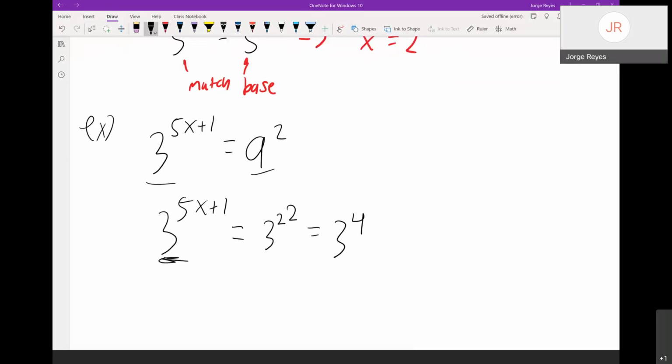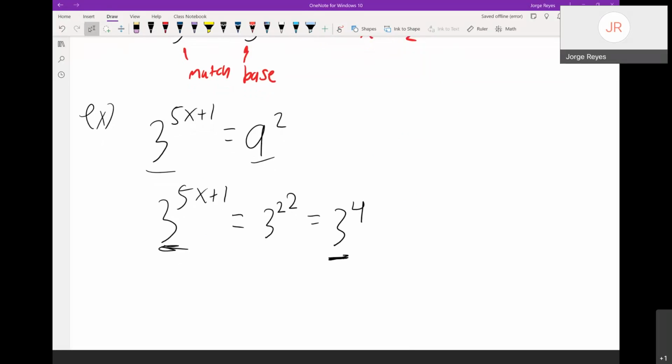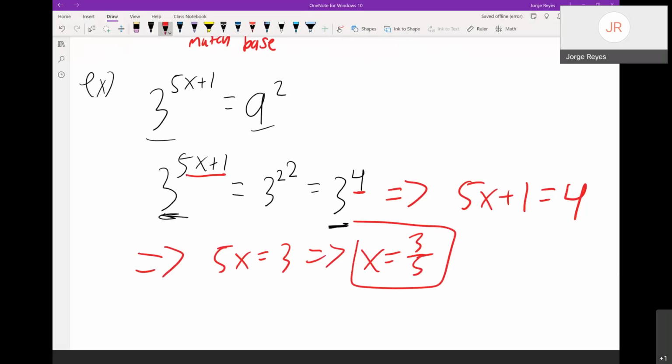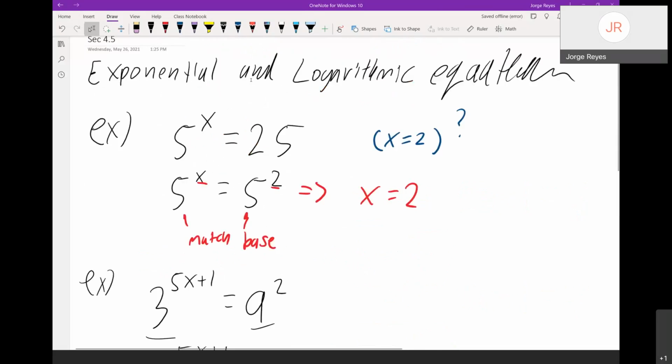And now we've matched our bases. So this means, since they're both 3's, the tops have to match. So you get 5x plus 1 equals 4. Right? Tops must match. And then that's a line, right? We know how to solve for that. So 5x equals 3. So x equals 3/5, right? And there you go. That's the answer. So this is good, right? This is a great first step.